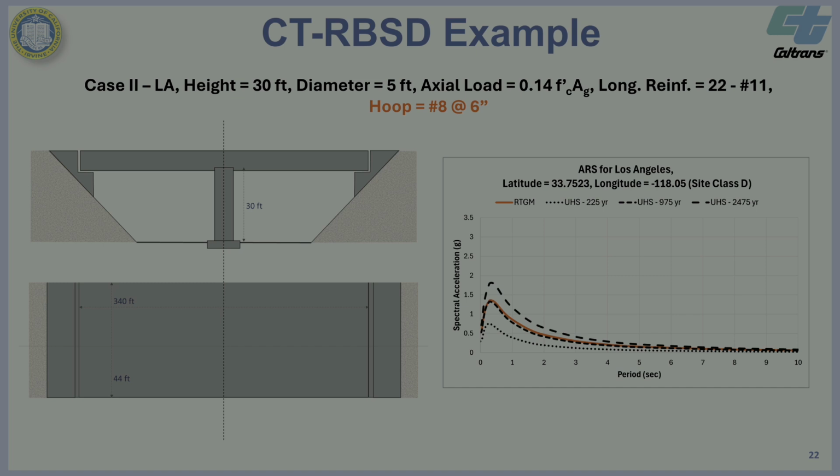We have taken that work and plotted that spectrum on this plot for you in conjunction with the UHS for 225, 975, and 2475. An RTGM spectrum does not lend itself to a target return period because, in the methodology being developed, each point on the spectrum has a different return period. But it happens to be close to our 975, right?